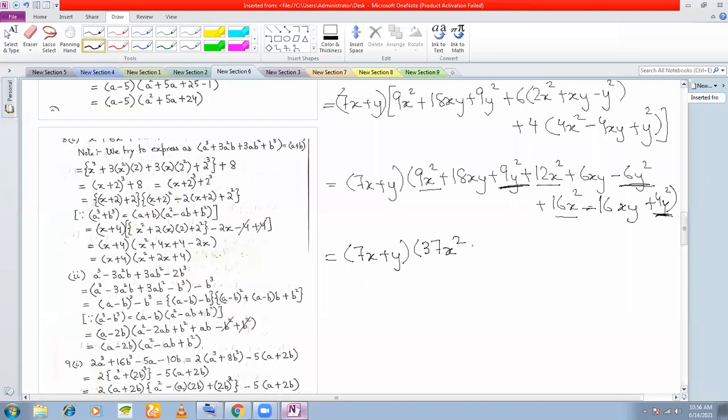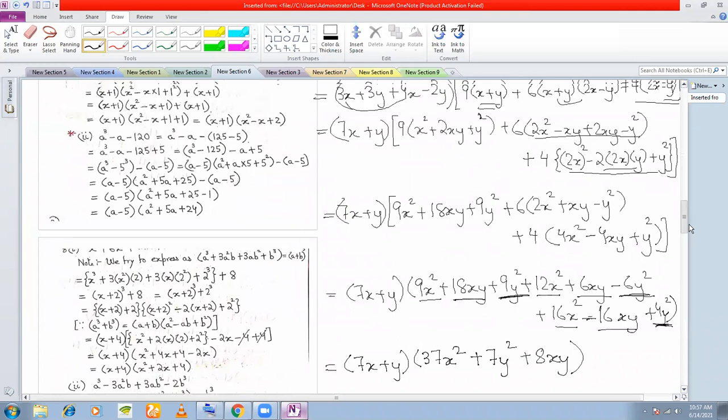7. They give you a plus 7 y square. And finally you have the xy here. You have 18xy plus 6xy will give you a 24xy. 24 minus 16 is 8. So plus 8xy. And that should be your answer.